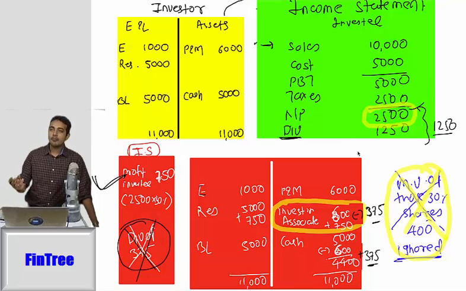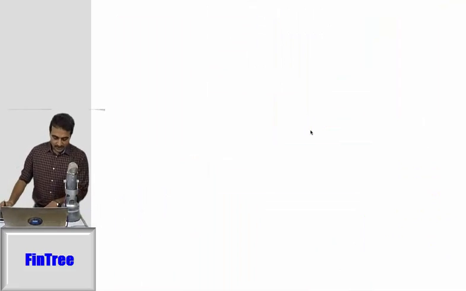Isn't it? So the investee's book value is increasing by 1250. Investee's book value is increasing by 1250. So your investment should also increase by 30% of that amount. Understood? Do you want to do one more, a similar one? Let's do it quickly.